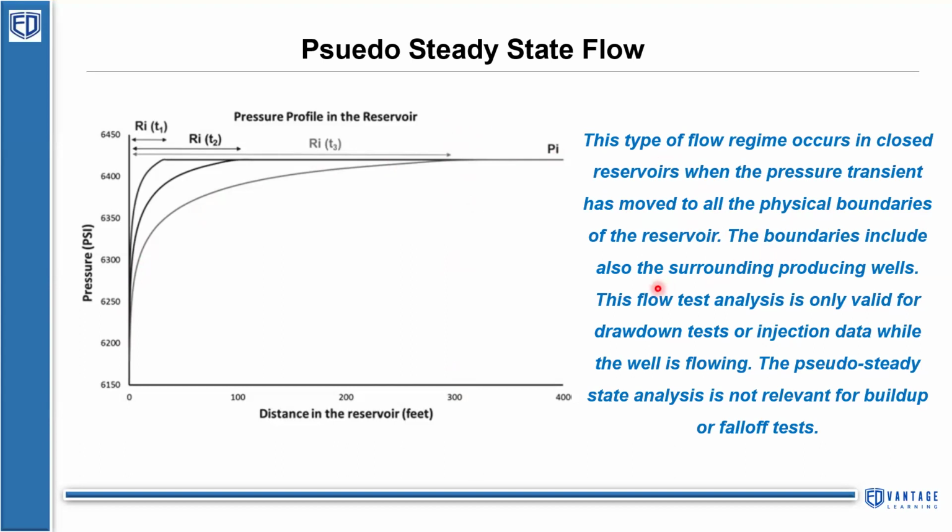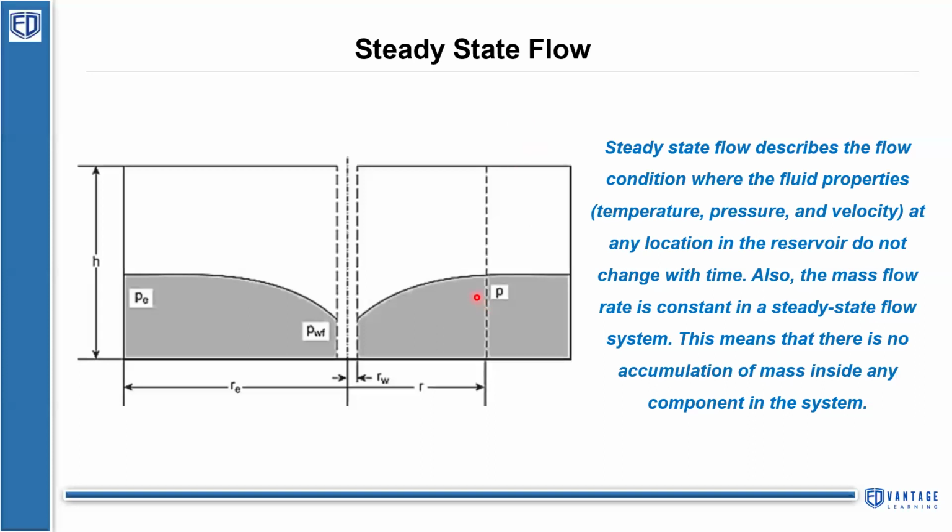The boundaries include surrounding producing wells also. This flow test analysis is only valid for drawdown tests or injection data while the well is flowing. In steady state flow, you can see beyond this point, the pressure is constant. There is no change of pressure with time.